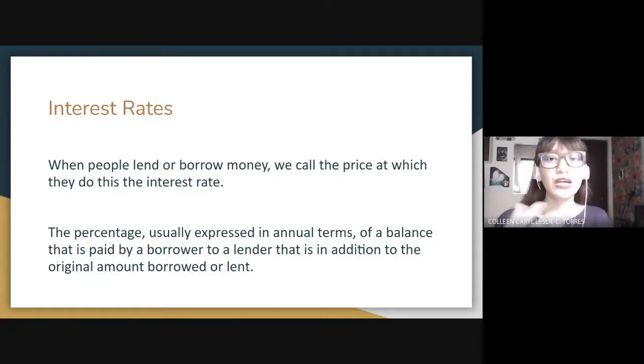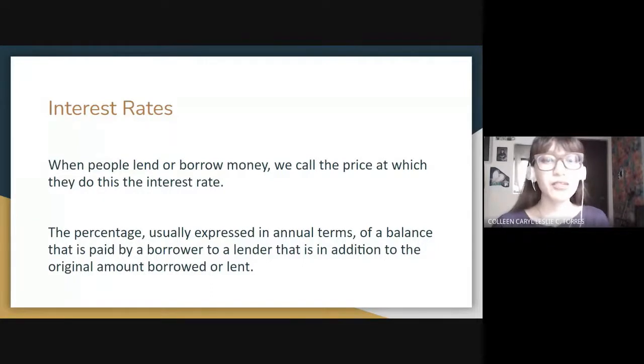If you are buying a house out of a loan, then I think sometimes the loan also courses through a bank. But there are some loans that are coursed through co-ops as well. FICO, for example, also offers car loans, and they can actually be the financial institution for paying off a car loan. So when people lend or borrow money, we call that price at which they do this the interest rate.